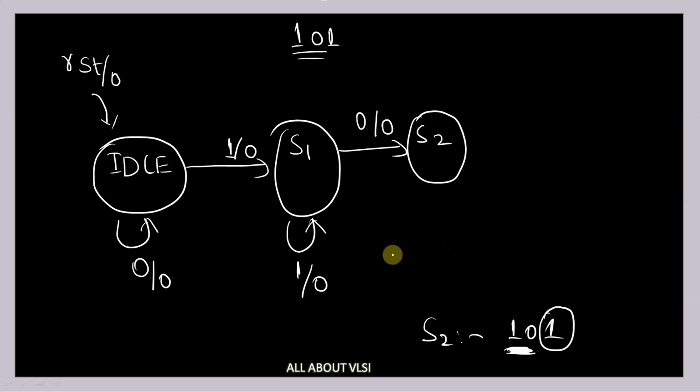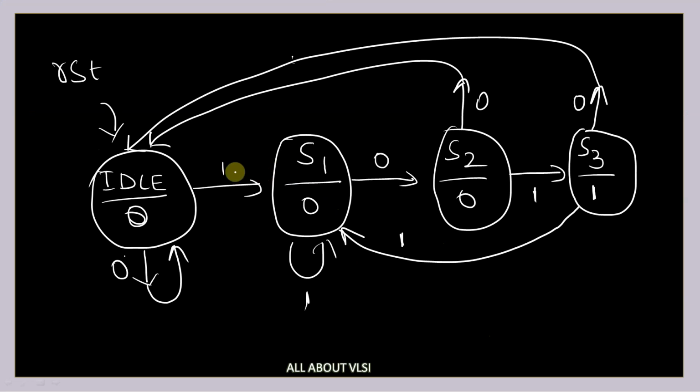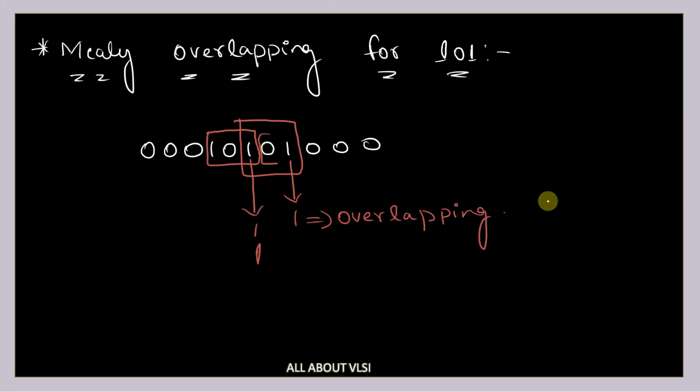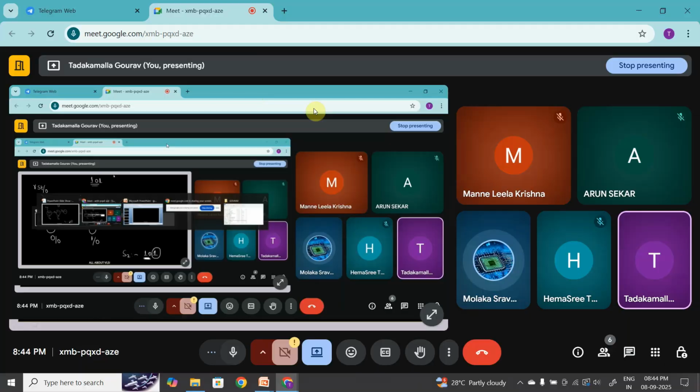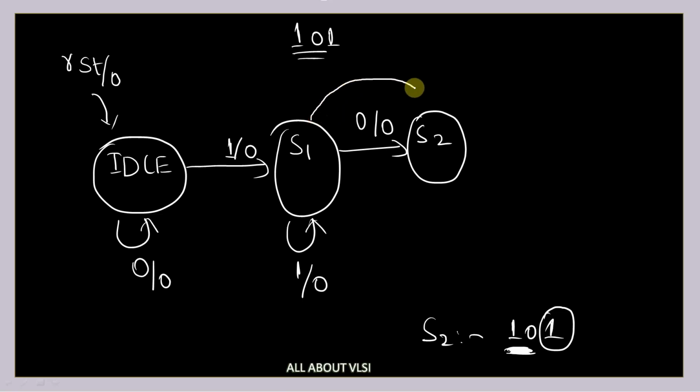In the case of non-overlapping, I was simply going to idle state. In the case of overlapping, what should I do? Can anyone tell me? What should be my next state if my input is equal to 1? Should I go to idle or should I go to S1? Exactly. I should go to my S1 state. If my input is equal to 1, output is equal to 1.